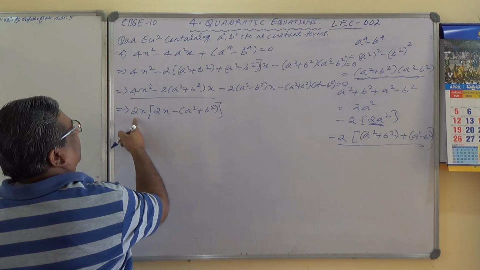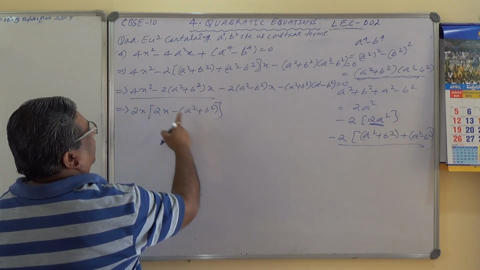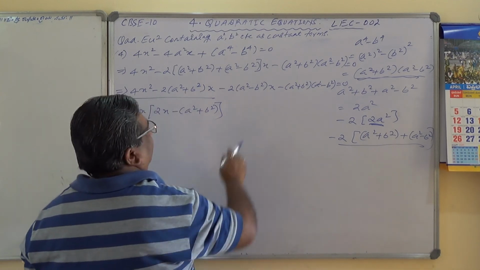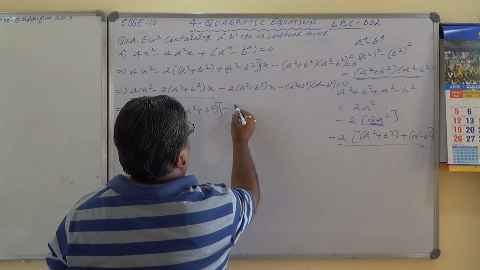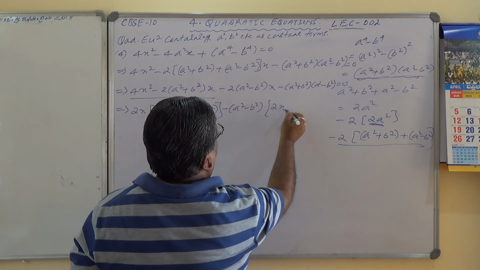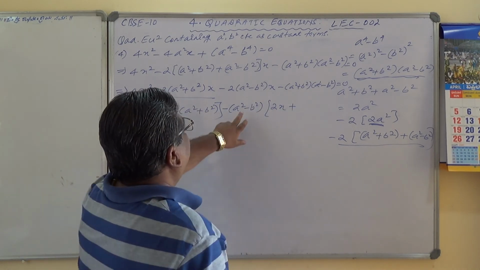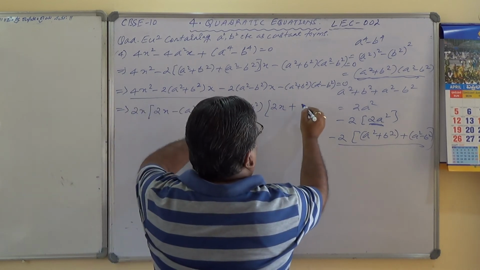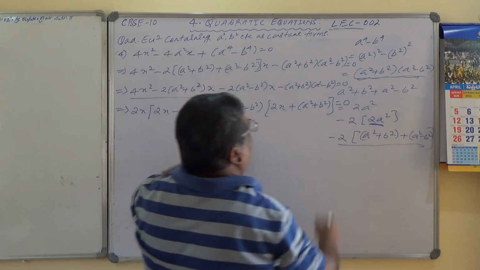2x remaining, 2 has gone, x has gone, a square plus b square. Here, what is common? A square minus b square is common out of this. Minus into bracket 2x, minus has come, therefore plus here, a square minus b square. So here a square plus b square equals 0.